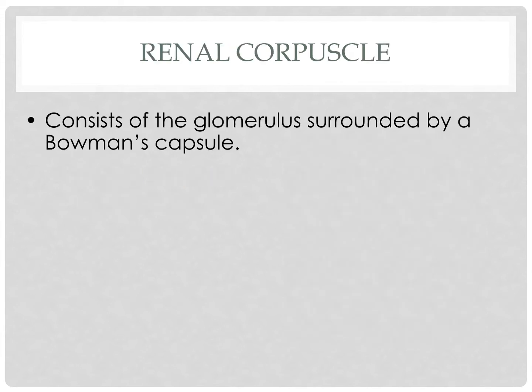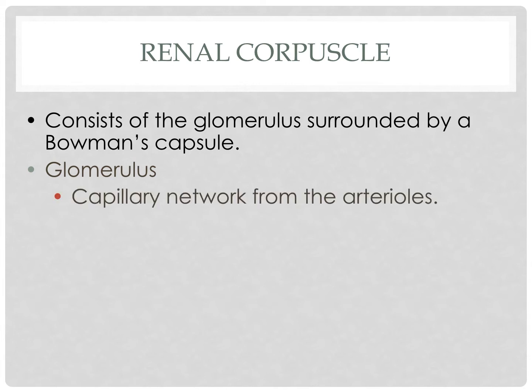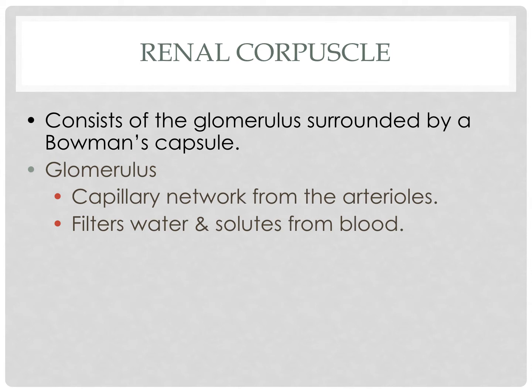The renal corpuscle consists of the glomerulus, which is surrounded by a Bowman's capsule. The glomerulus, before you think, what the heck is she talking about, really is just the capillary network from the artery located inside the nephron. So it's that nice mass of that arteriole inside a surrounding network known as the Bowman's capsule. Your glomerulus also is what will filter water and solutes out from the blood.